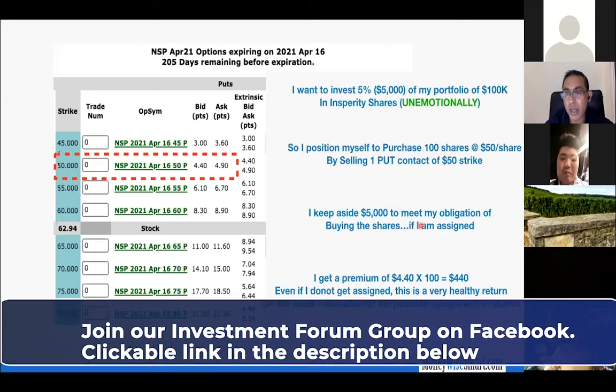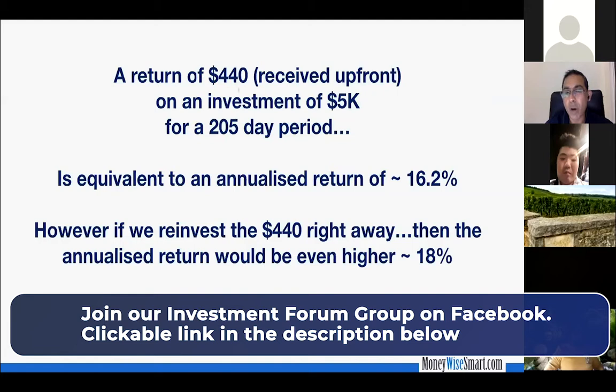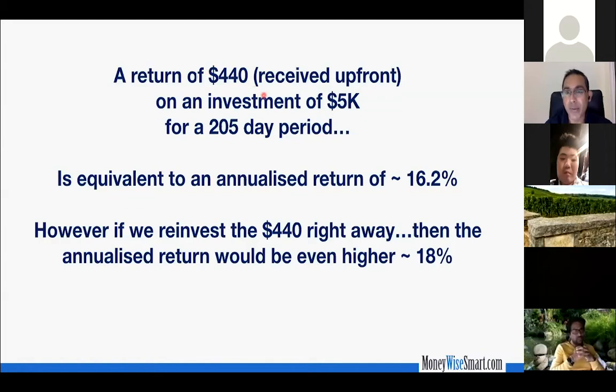So if you look at it, a return of $440, and don't forget, I'm receiving this upfront. When you invest somewhere, let's say if I keep my money in a deposit which pays me 4% return, I will only receive that interest after a year. But the beauty about selling a put option, or selling an option, is I receive this return upfront, this cash flow. So for a 205-day period, this is equivalent to an annualized return of 16.2%.